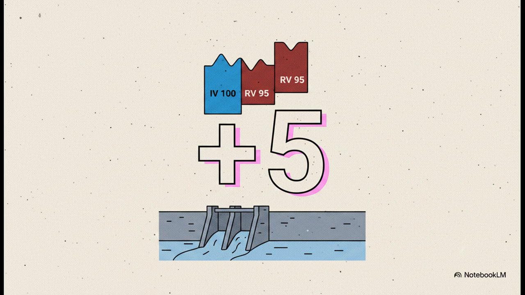So when your implied volatility is 100 and your realized volatility comes in at 95, you subtract RV from IV and get a spread of positive 5. This is your safe zone. You expected a certain amount of movement, you got slightly less movement than you planned for, and everything is perfectly fine. The dam holds, no panic.